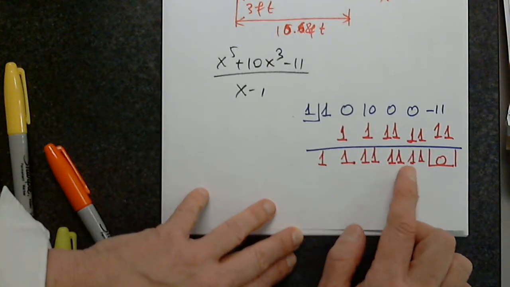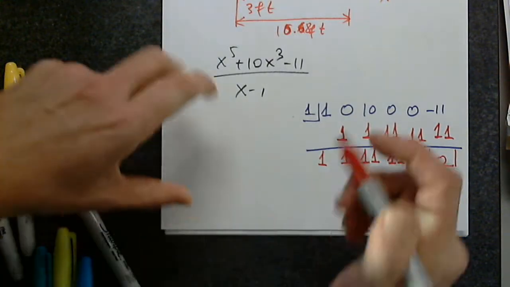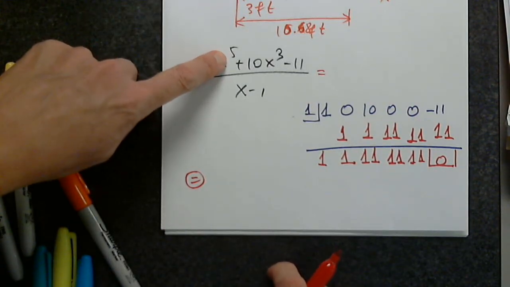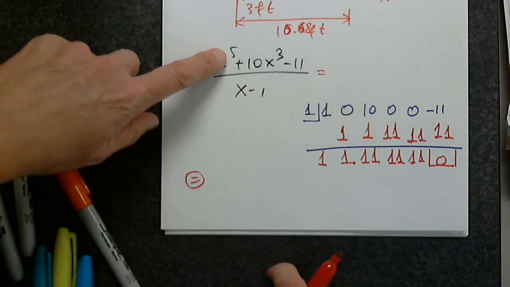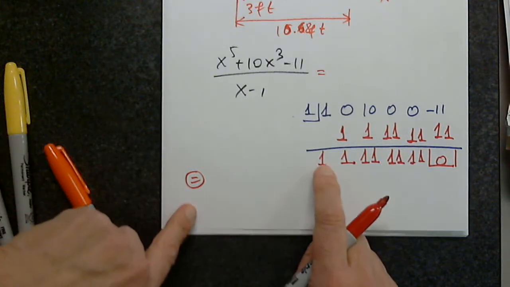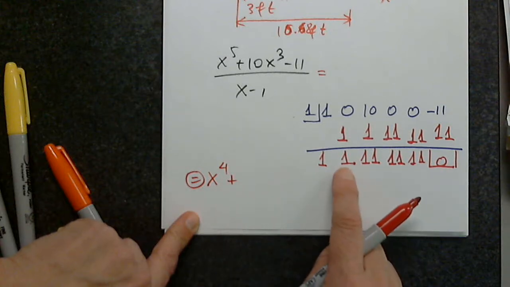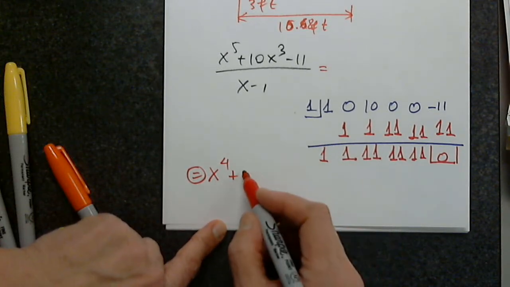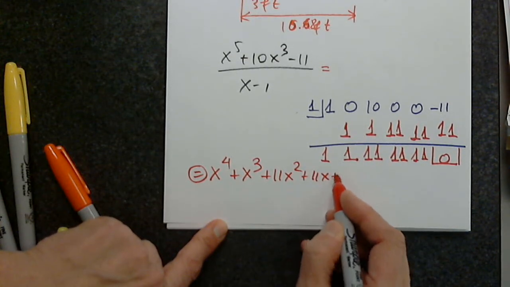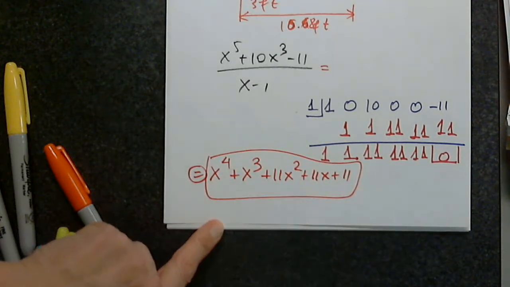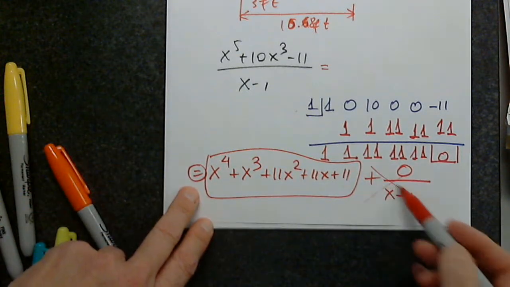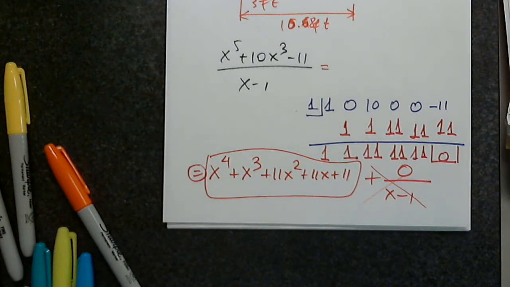Since we have 1, 2, 3, 4, 5 terms, what is the degree of the answer? 4. Because we are dividing degree 5 by degree 1. When we divide degree 5 by degree 1, which degree do we get? 4. Good. So the first one belongs to x to the 4th plus. The second one belongs to, very good, plus. The next one, 11x squared plus 11x plus 11. And there is no remainder. You can write it as 0 over x minus 1. There is no need, though. Well done.